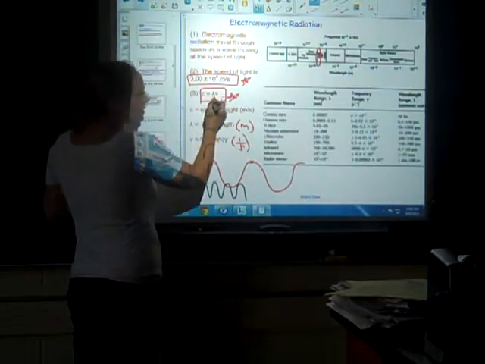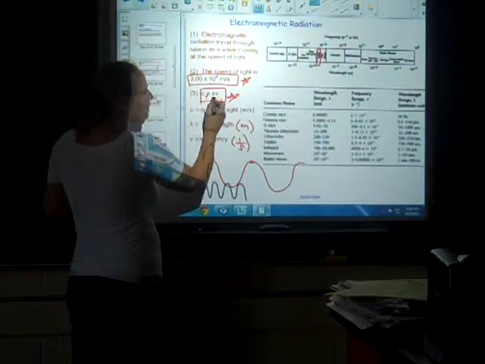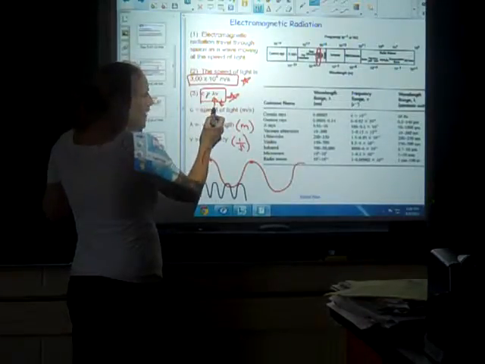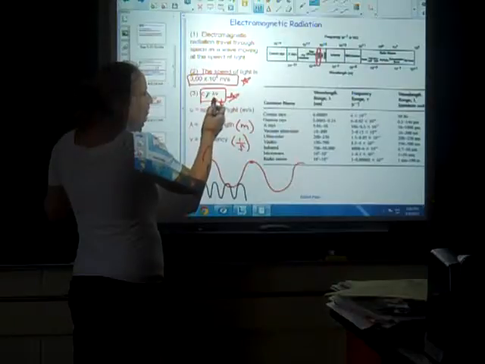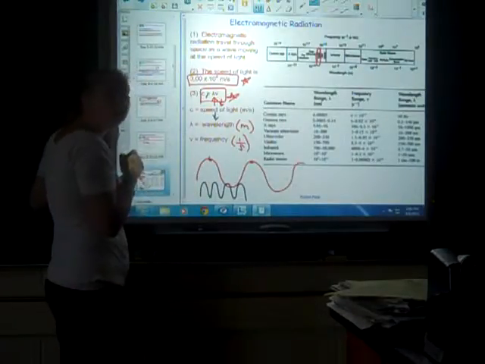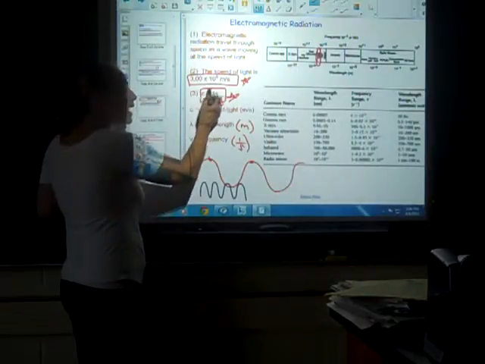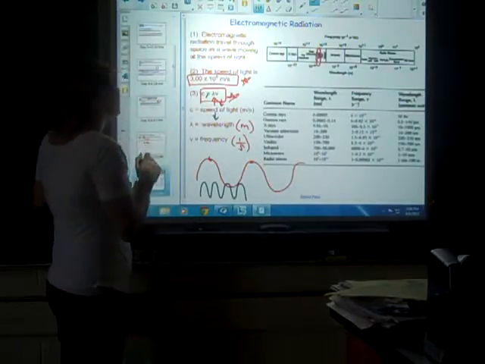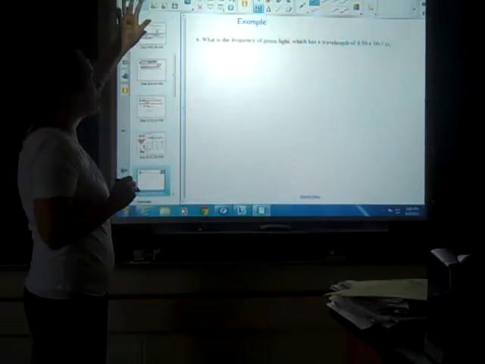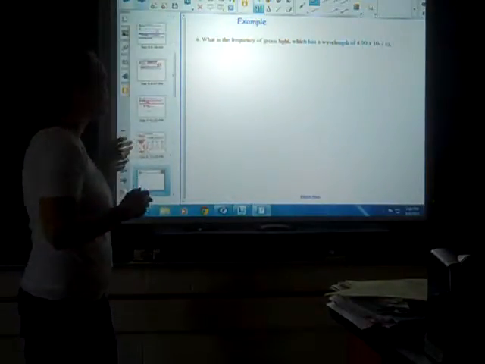So because these always have to multiply out to that same speed of light, if one of these values goes up, the other one has to go down. They're inversely related, in other words. And as I mentioned, we're going to use this quite a bit with our line emission spectrum. So the next, well, let's do a couple of examples actually.